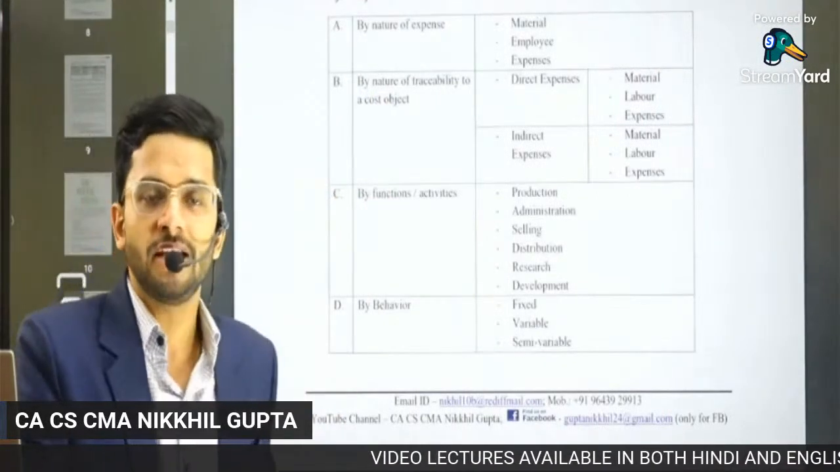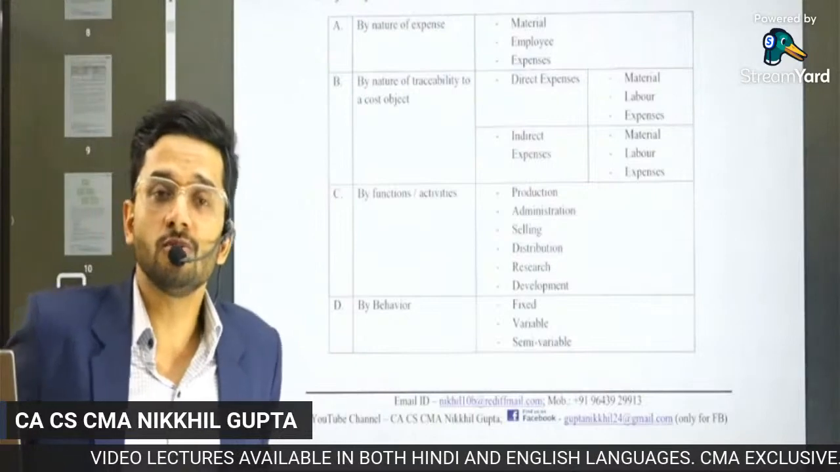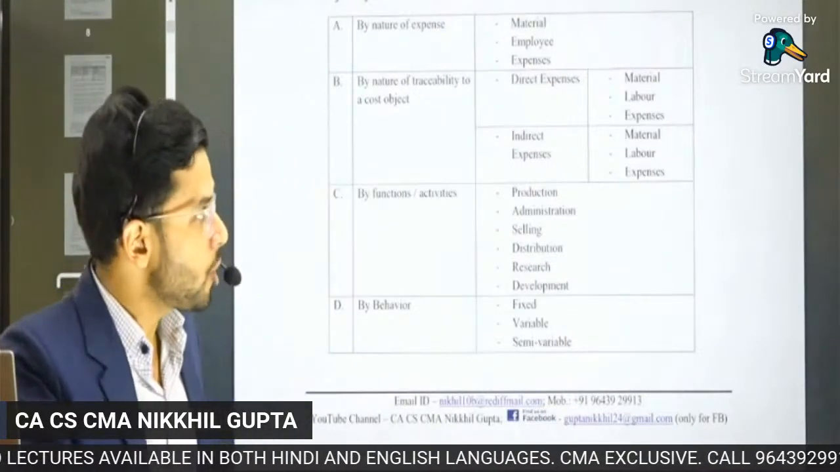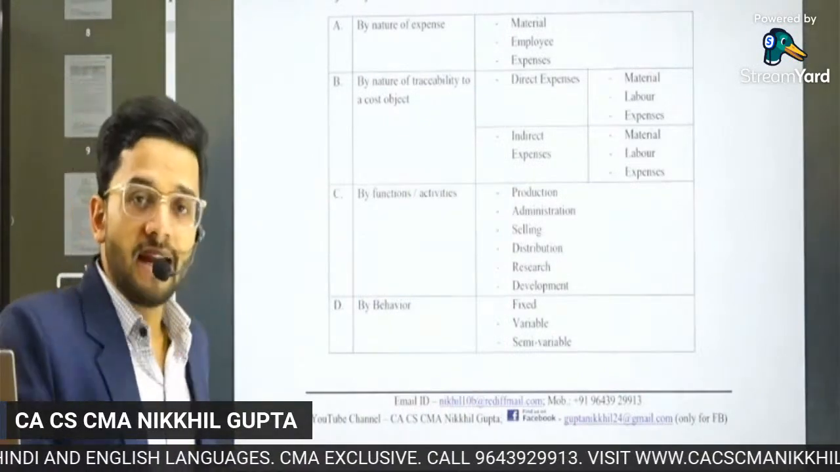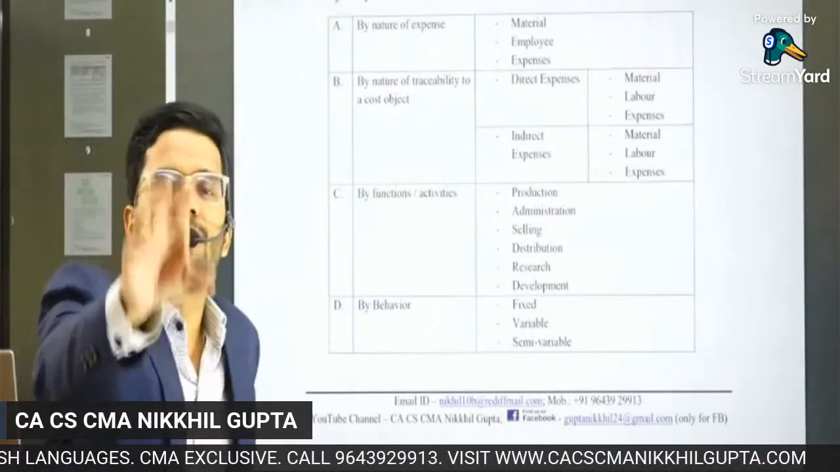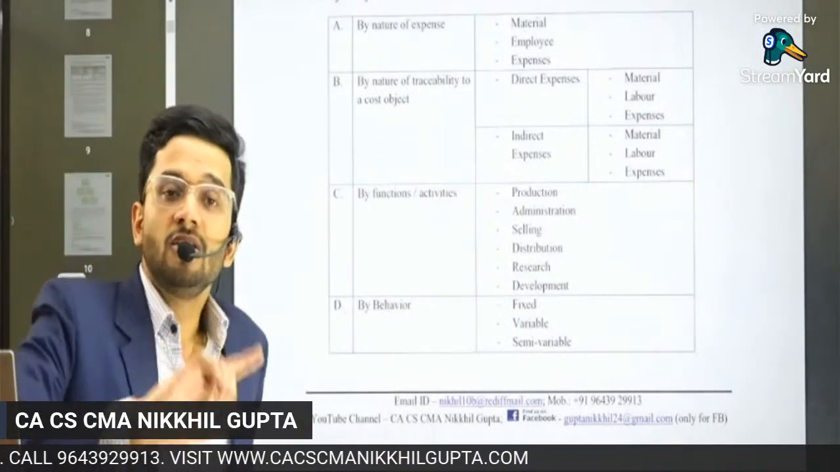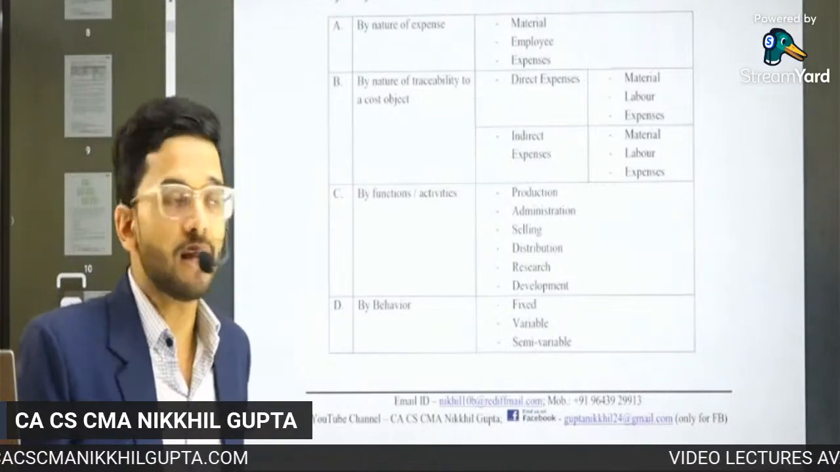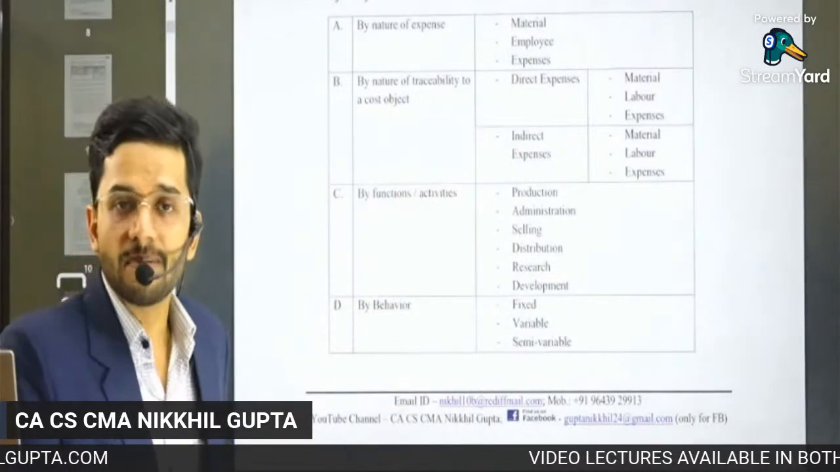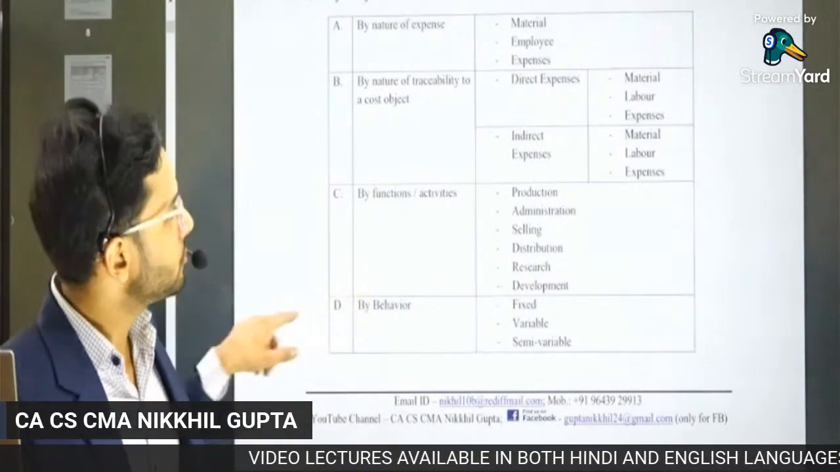Okay, the nature of traceability to cost object. Now, according to the nature of traceability to the cost object, whether we are able to trace our cost according to our cost center or not. So, direct expenses and indirect expenses. Direct expenses are those expenses which are directly attributable to a particular cost center. Indirect expenses are those expenses which are not directly attributable to a cost center. They are indirectly attributable to a cost center. That is known as indirect expense. So direct expense, directly attributable to a cost center. Indirect expense, not directly attributable to a cost center.